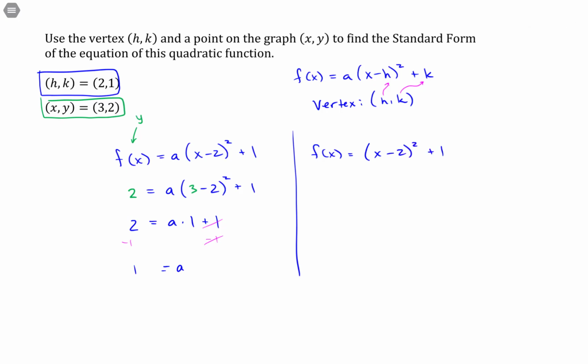And this is a quadratic function that will pass through these 2 points, and this particular point being its vertex. You could graph it and double check, but it will certainly work out that way.